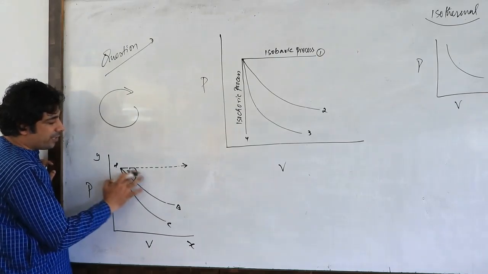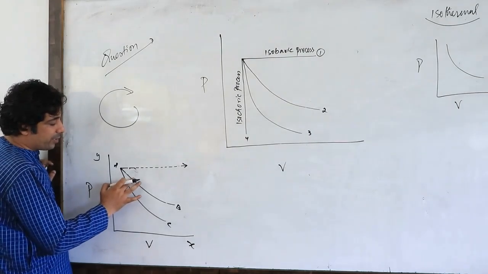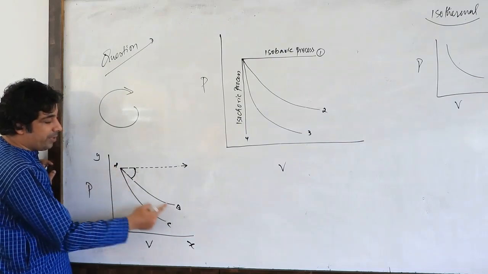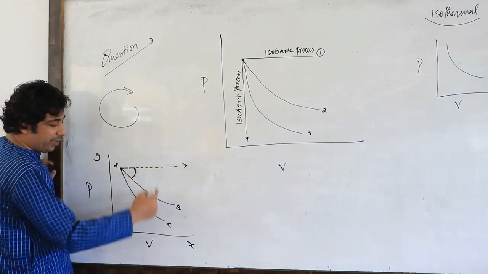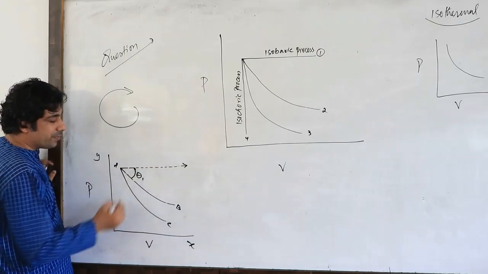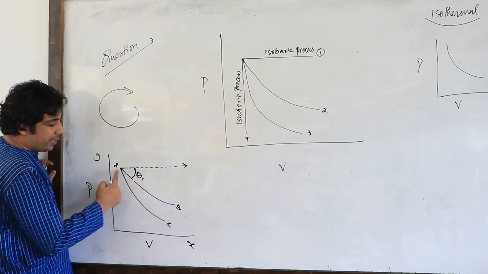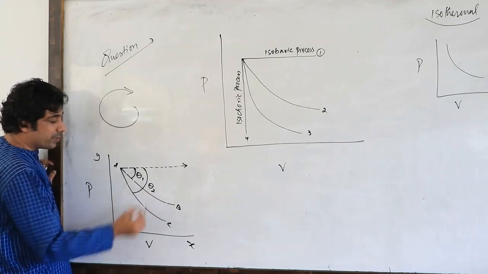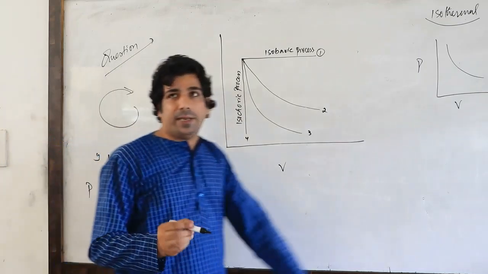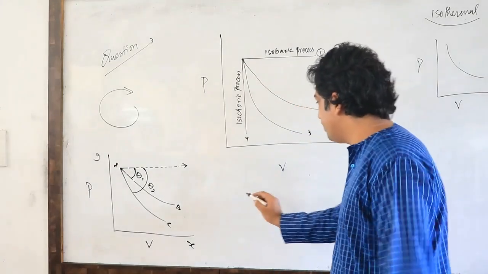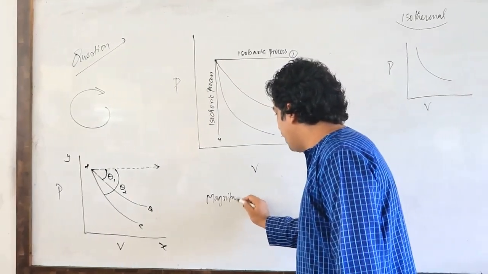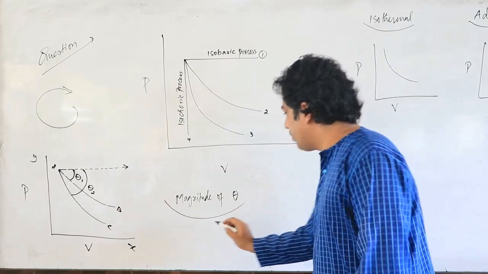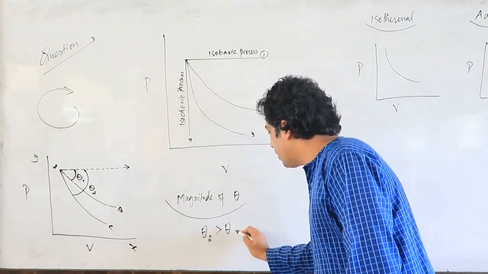Let me draw these angles once again to show you clearly what is going on. Let us suppose the angle in clockwise direction for the AB curve with respect to the line parallel to the x-axis is theta 1. And now the angle for the AC curve, let us suppose this is theta 2. Let us see the magnitude of the angle here, my dear friends. Which one among them is bigger? In case of magnitude of theta, theta 2 is greater than theta 1.